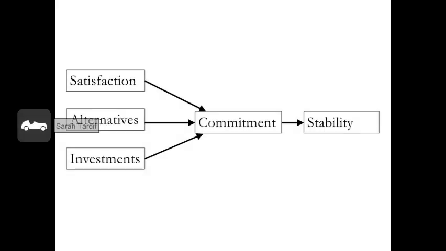A model is a visual representation of a process. That's why this is called the investment model. It is part of social exchange theory because it maps out what this process looks like of staying together or not staying together in a relationship. And so you can see the flow: it considers your satisfaction, your alternatives, and your investments, and this is what determines how committed you are to that relationship, and that in turn determines whether you're likely to stay together or break up. Stability.